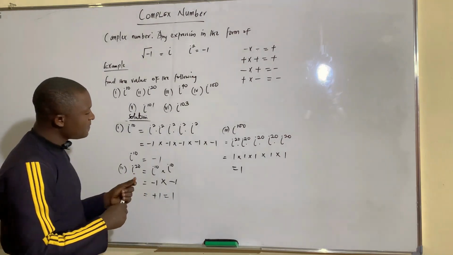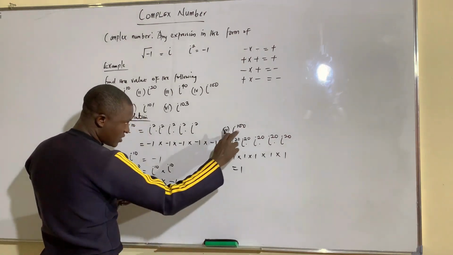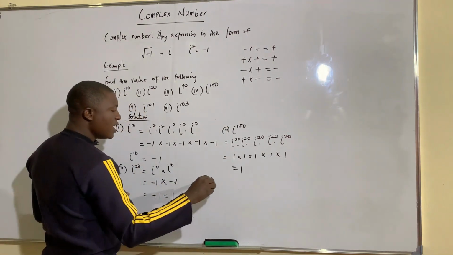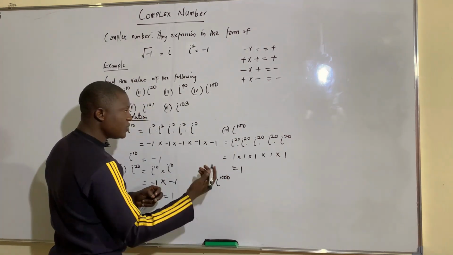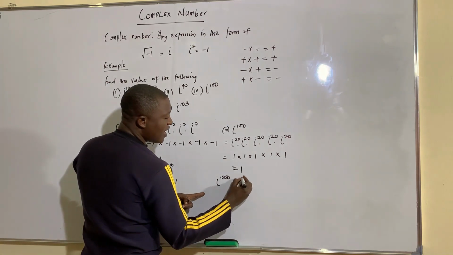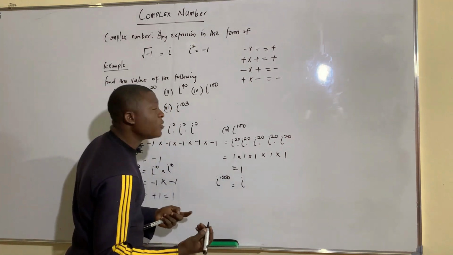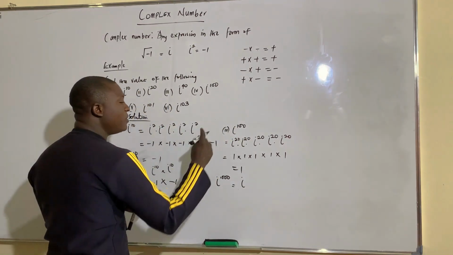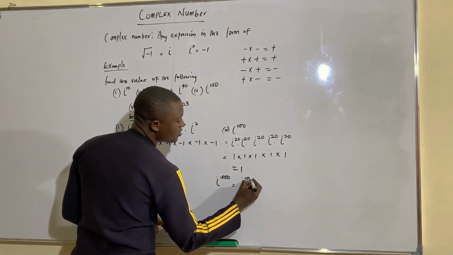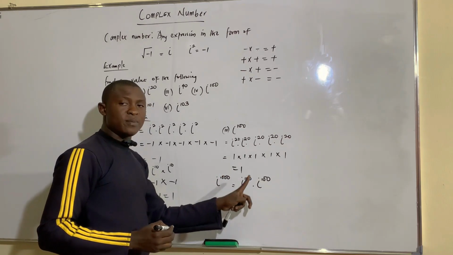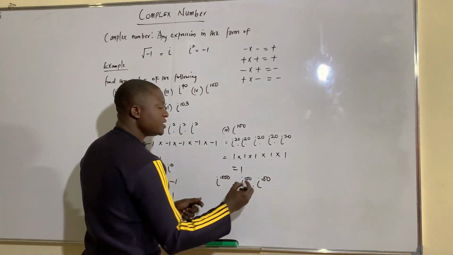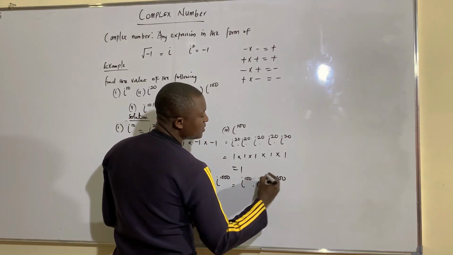Let me make it more interesting. Maybe I was asked to find i to the power of 1,000, for example. I can say this is the same thing as i raised to the power of 100 multiplied by i raised to the power of 100. That is 100 plus 100, that one is 200. i raised to the power of 100, making 300.